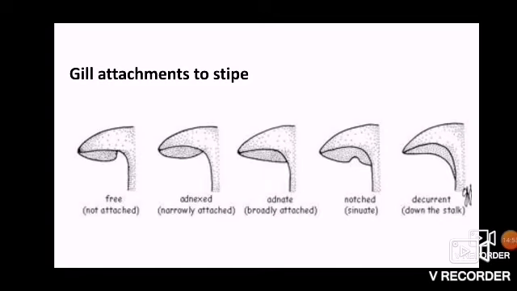Decurrent mushrooms are very common. We're going to see a lot of decurrent gill attachments, and that's where the gills are just running down the stipe. Sometimes they'll go almost right to the bottom, sometimes just a short ways, but it's a way that we can tell one mushroom from another.